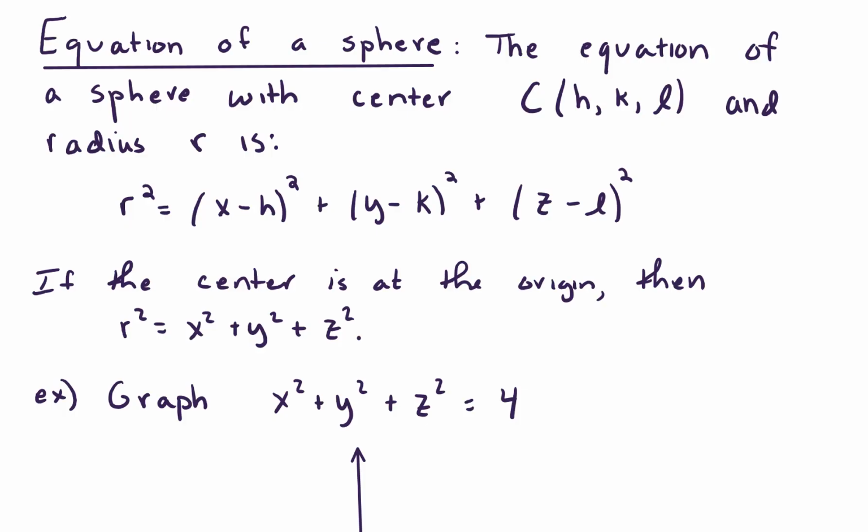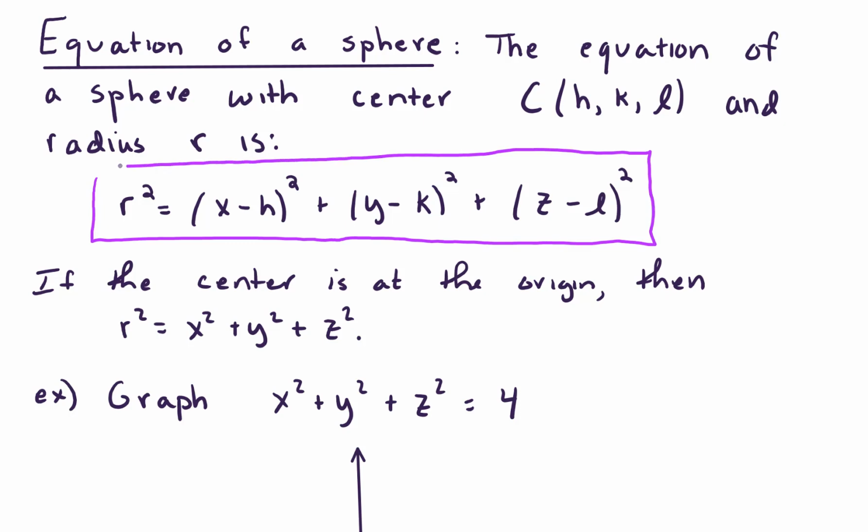Hello, in this video I'd like to talk about the equation of a sphere. The equation of a sphere with center at (h, k, l), those are the x, y, z coordinates of the center, and radius r is given by r squared equals (x minus h) squared plus (y minus k) squared plus (z minus l) squared. Okay, so that's the equation of a sphere with center (h, k, l) and radius r.